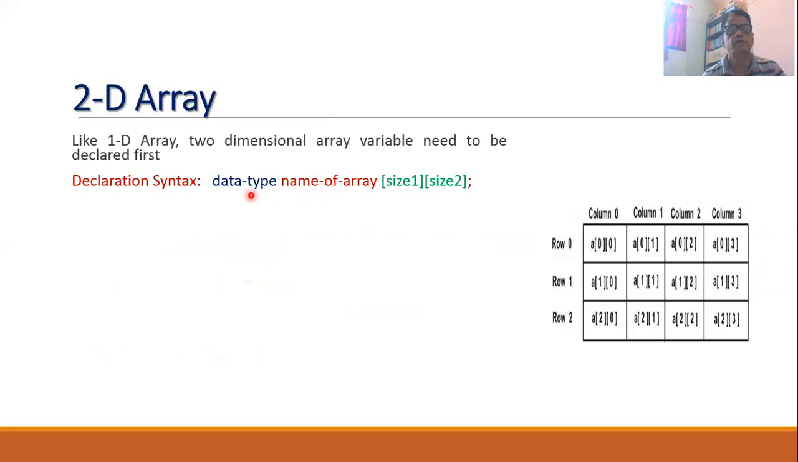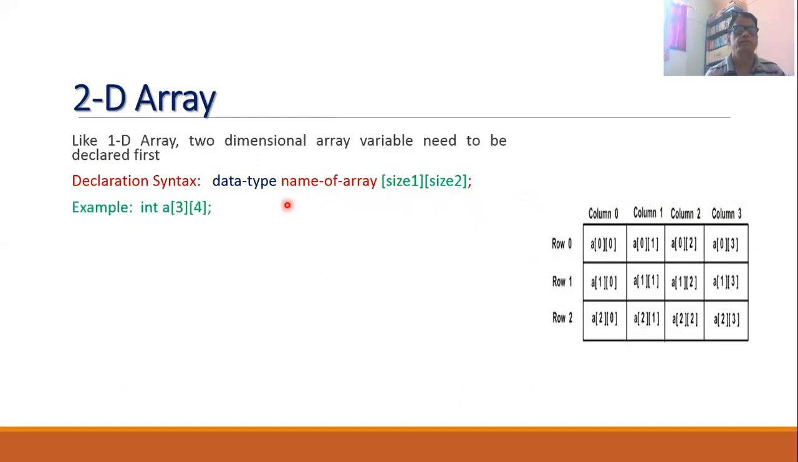Firstly, we have to write down the data type of the elements of the array, because all array elements should be of the same data type. Then we write the name of the array. Any valid variable name can be the name of the array. Then in the first square bracket, we write size 1, which refers to the number of rows. And in the second square bracket, we write size 2, which refers to the number of columns.